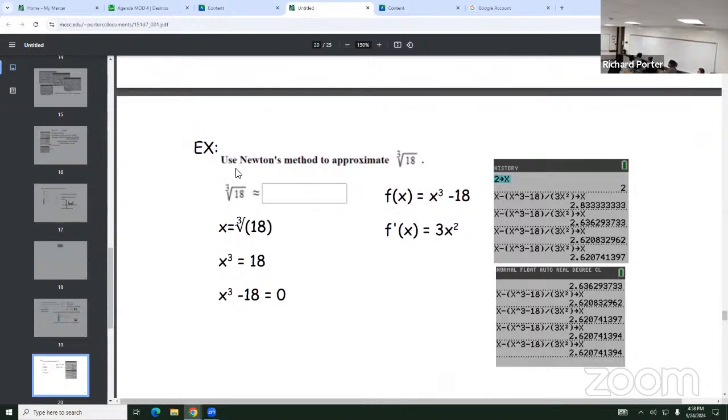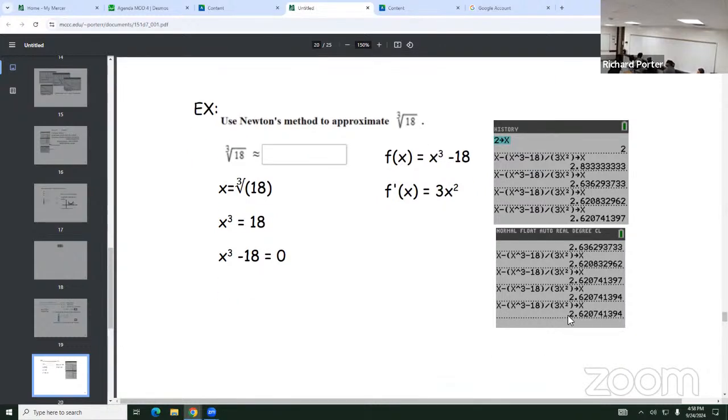Here's another one. I took this because this question's horrible. Use Newton's method to approximate the cubed root of 18. Well, you could change the cubed root of 18. You could say x equals cubed root of 18, x cubed equals 18, x cubed minus 18. So you want to solve the zero of that. Okay, and then you could use Newton's method for the function, x cubed minus 18. And the derivative would be that. And then you could just put it in, check it, or you could use that z thing.